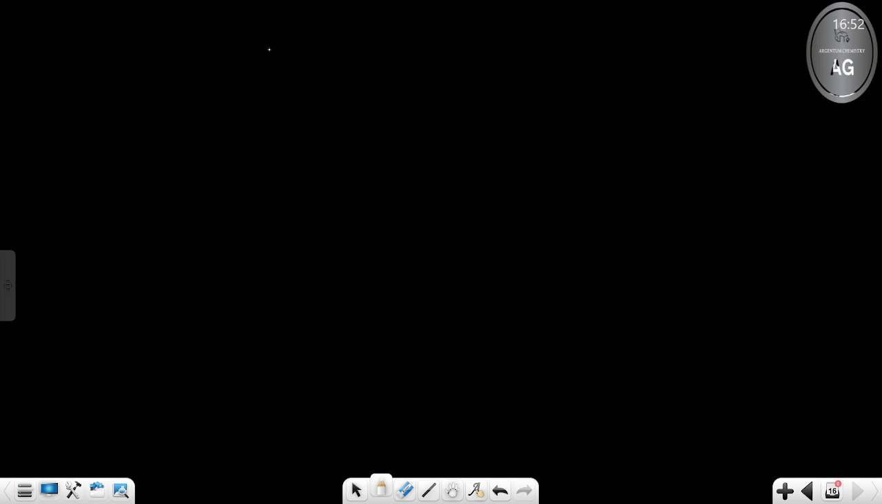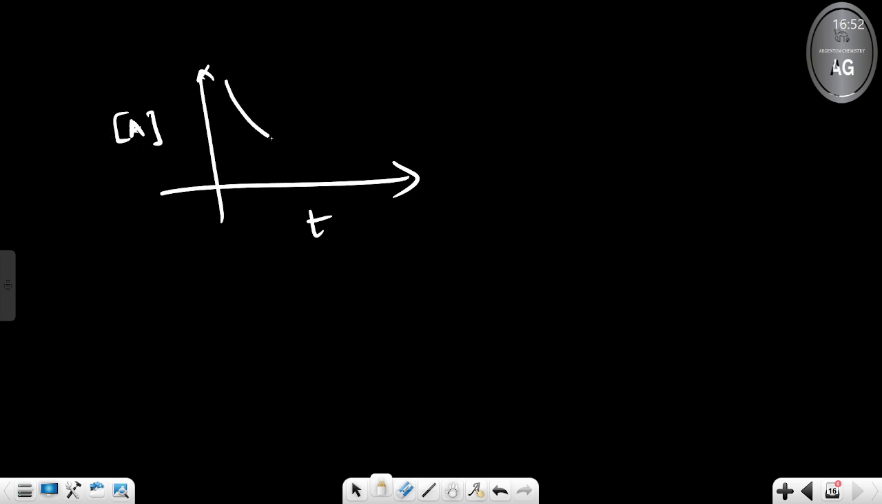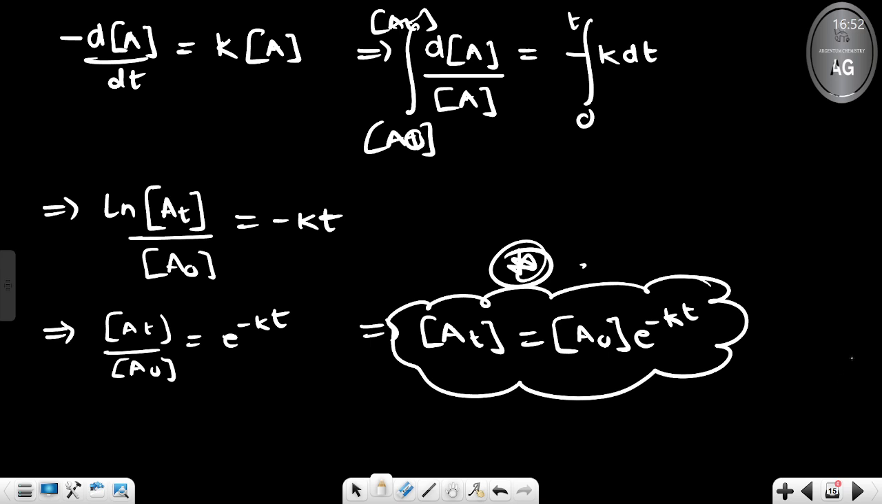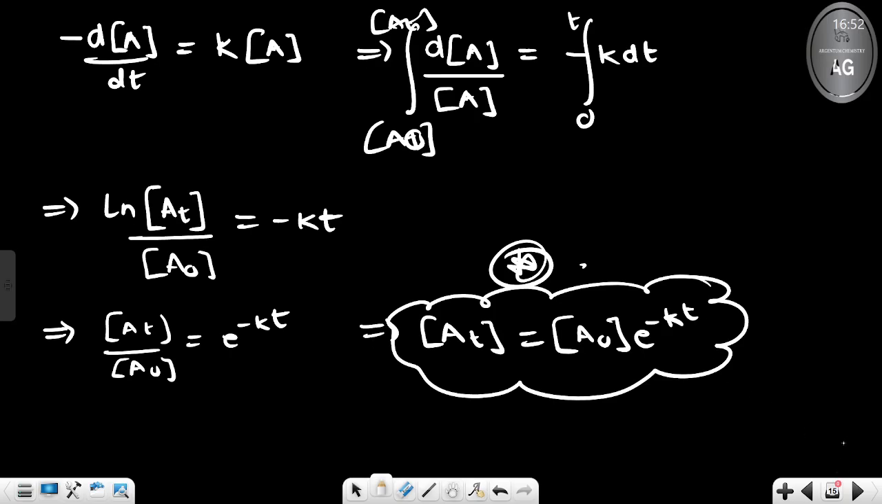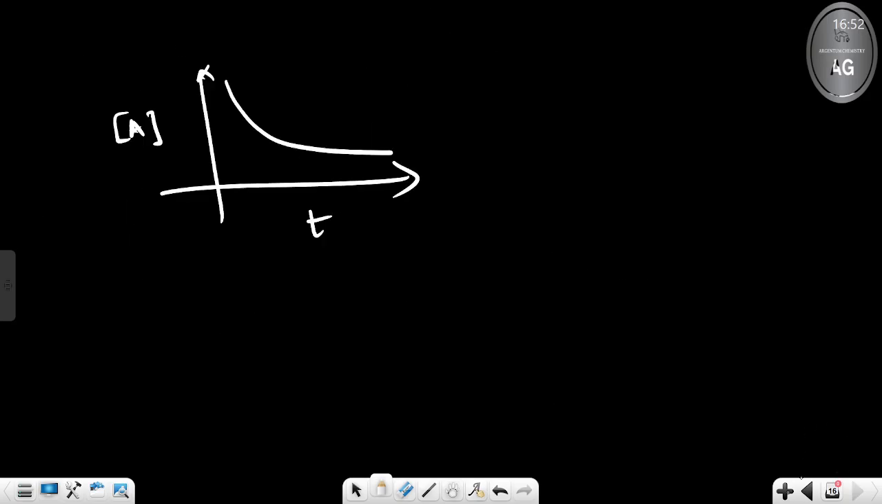Now please use your common sense. If I ask you to draw a graph of concentration versus time, not log of concentration, only concentration versus time, then the graph will be an exponential graph. Clear? So please remember, the graph will become an exponential graph. Previously it was just a straight line. Done? Clear? Okay.